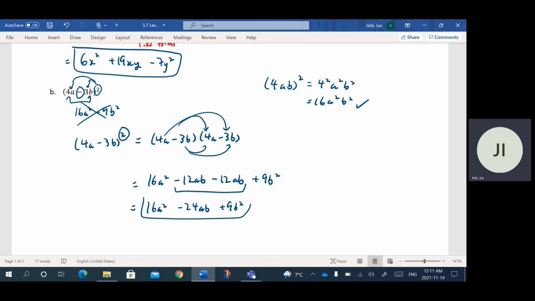Okay, so what you'll notice is that, going back to this one here, if you were to just square the first term and the second term, you're actually going to be missing that middle term, right? So that's why this is actually incorrect. You have to write it out twice.